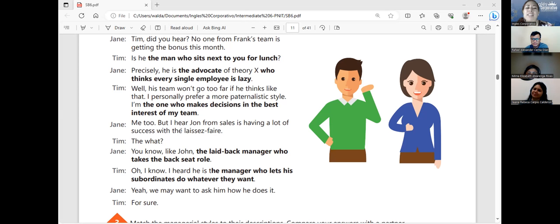But laissez-faire has a negative sense. Whereas laid back can actually be positive. If I'm laid back, it means I'm just relaxed and I go with the flow. But laissez-faire is kind of like being lazy. You're laid back, but because you don't want to do very much work, that's laissez-faire. Nice, thank you.